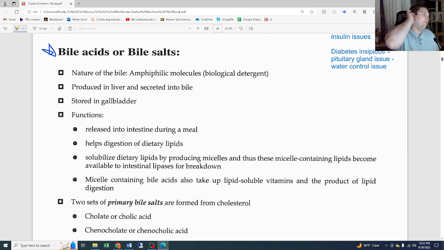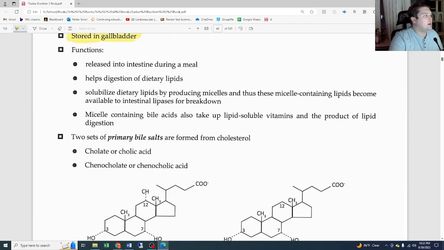So the nature of bile: it is an amphiphilic molecule, or a biological detergent. All this means, detergent, is that it breaks down fat. It pulls stuff apart. Its purpose is to break down fat. They are produced in the liver and secreted into the bile, and then it gets stored in the gallbladder.